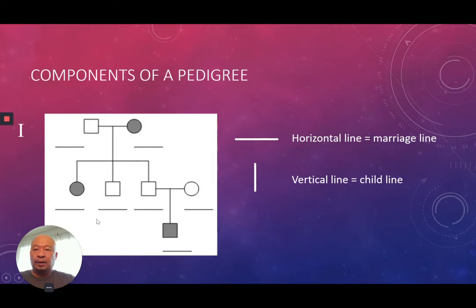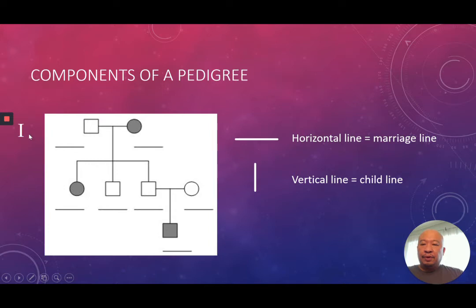The next thing I want to point out is often on the left-hand side, you'll see Roman numerals. So there's Roman numeral 1, 2, and 3. These Roman numerals basically represent the generations. So you have the first generation with your male and female, the second generation with these 4 individuals, and then the third generation with just 1 individual.